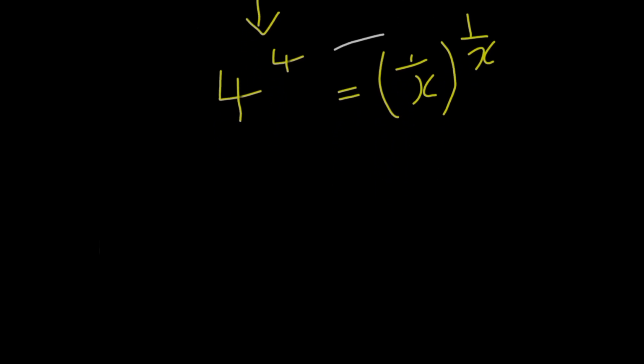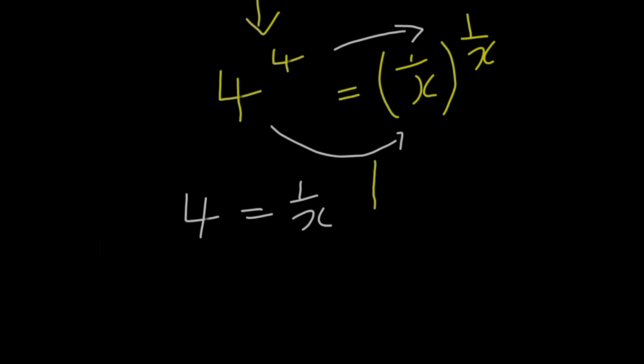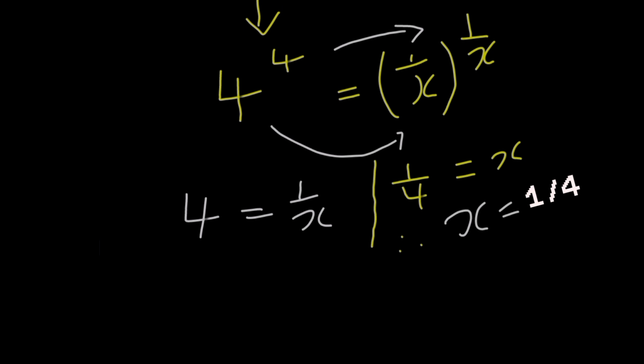So from here, it's quite obvious that 1 over x equals 4. So we have 4 equals 1 over x. Therefore, when you invert both sides, you'll see that 1 over 4 equals x. Therefore, x equals 1 over 4.